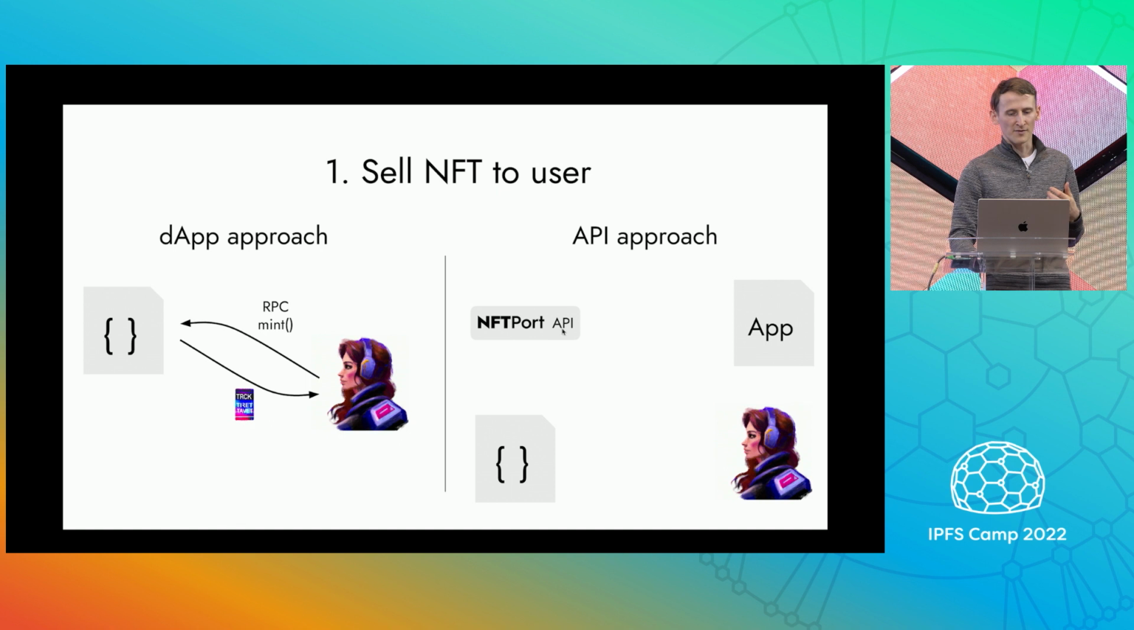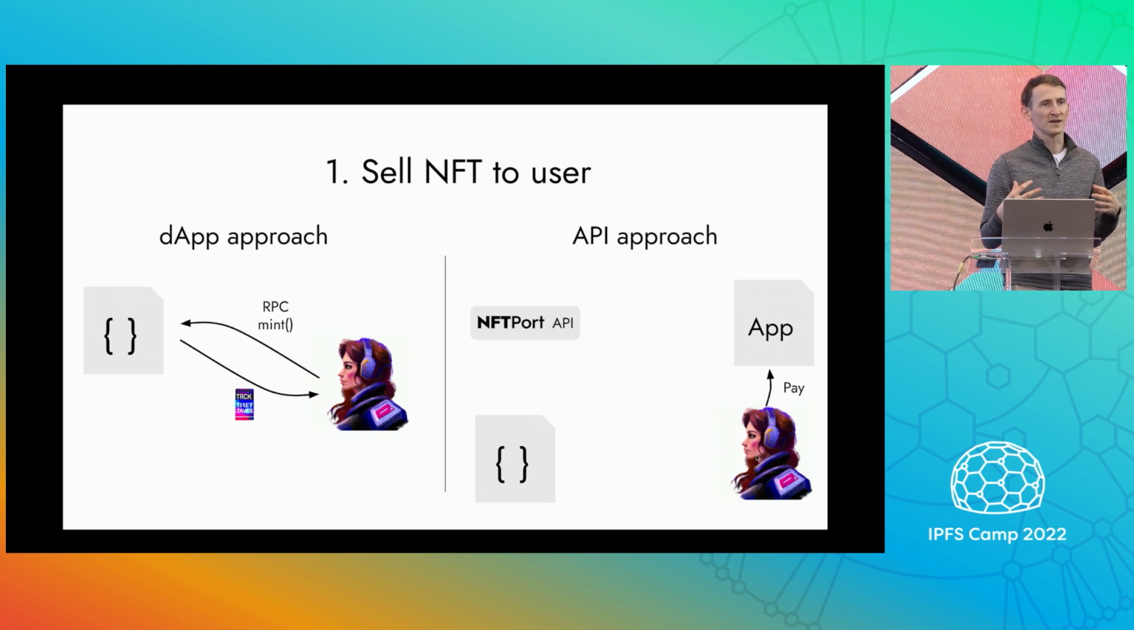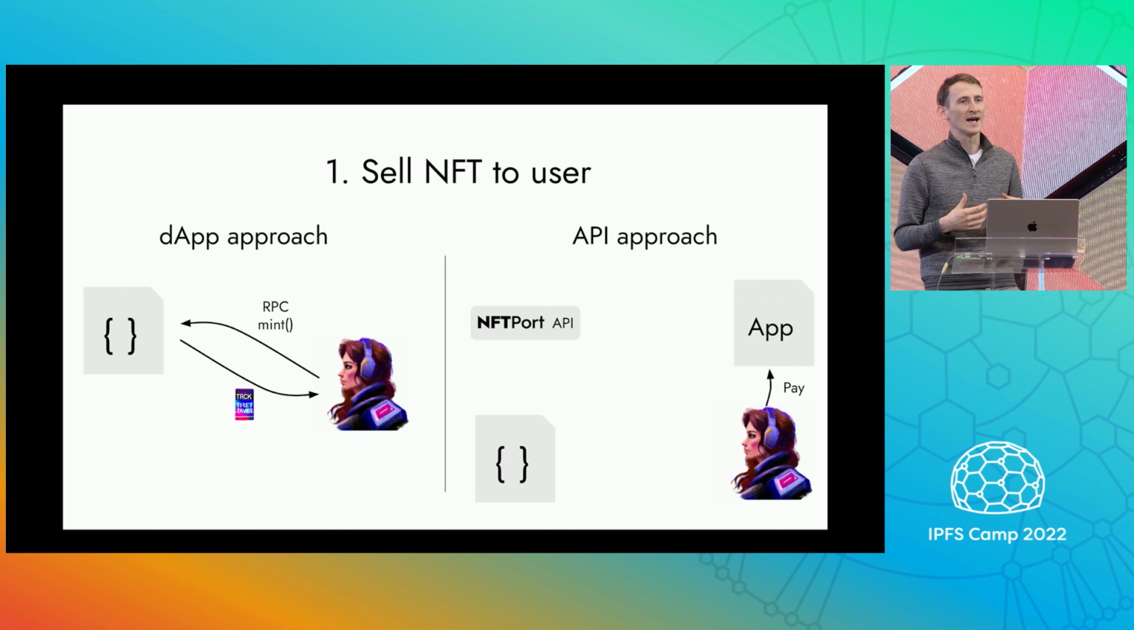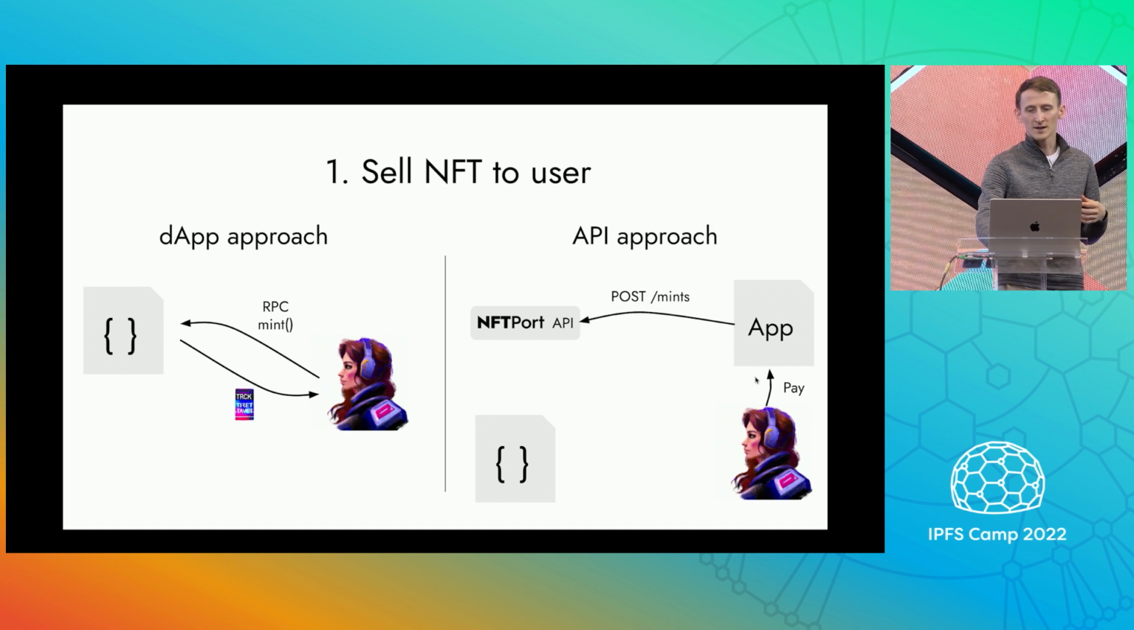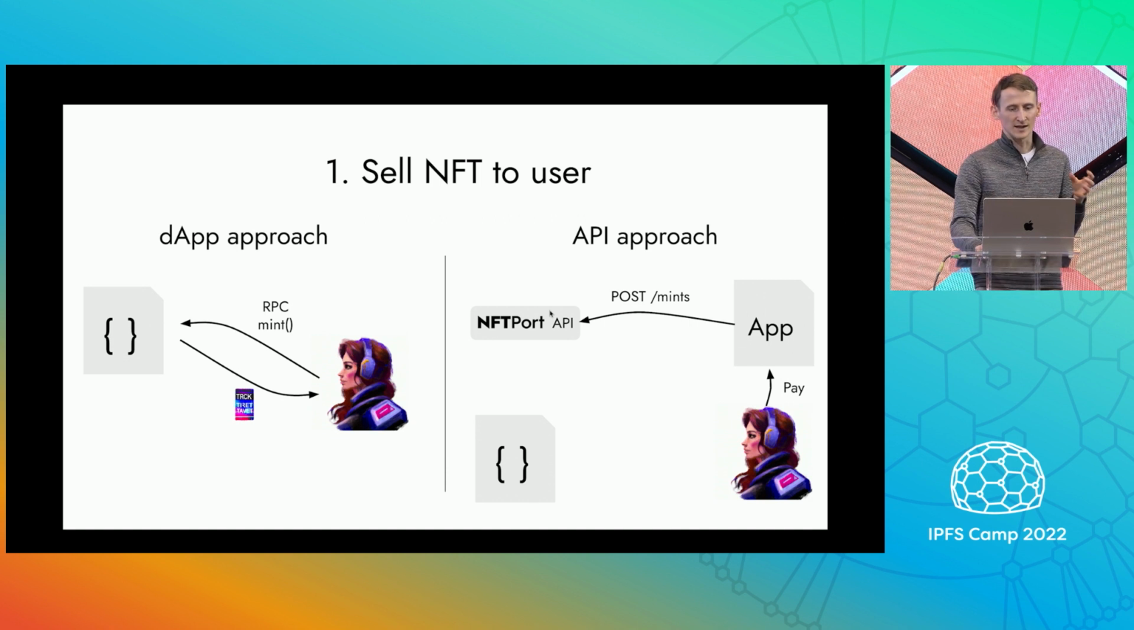This is the NFTPort API. This is the contract that you deployed on chain. This is the user. So the user pays, or maybe they come with a coupon or something, or maybe they do something that you like and you want to drop them an NFT. Your application makes an API call to NFTPort.